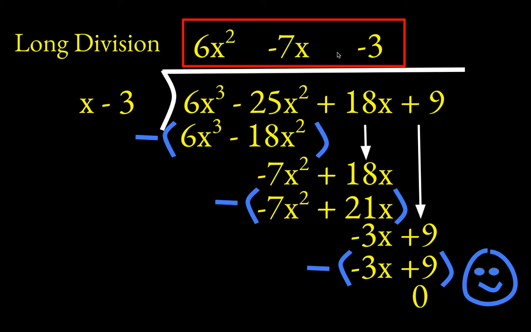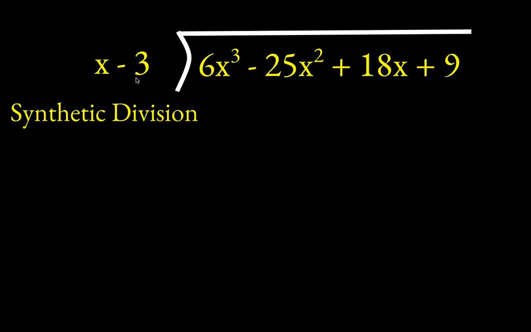Let's look at that exact same problem, but we're going to use synthetic division instead. So what we're going to do again is divide x minus 3 into this cubic polynomial. It's actually the same problem we did before. With synthetic division, the algorithm goes like this.